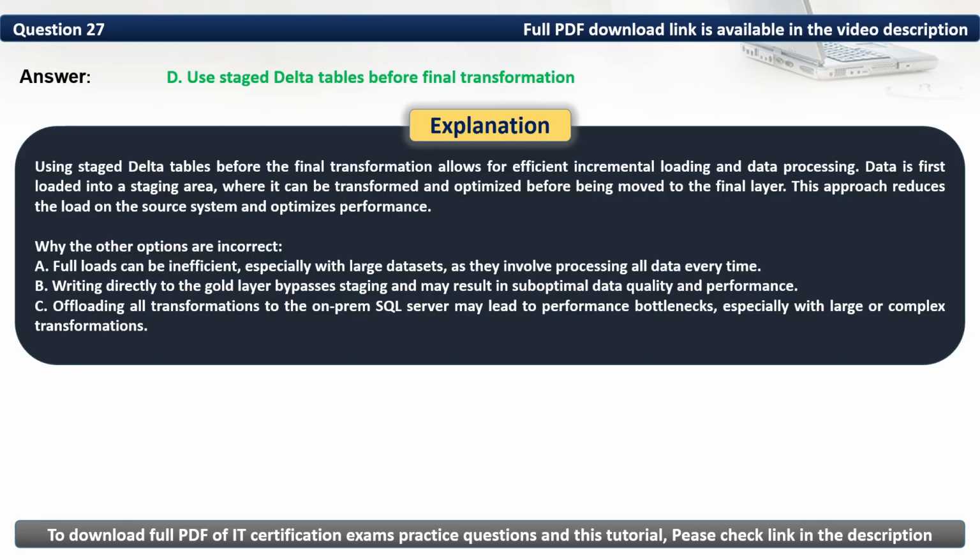Using staged delta tables before the final transformation allows for efficient incremental loading and data processing. Data is first loaded into a staging area where it can be transformed and optimized before being moved to the final layer. This approach reduces the load on the source system and optimizes performance.